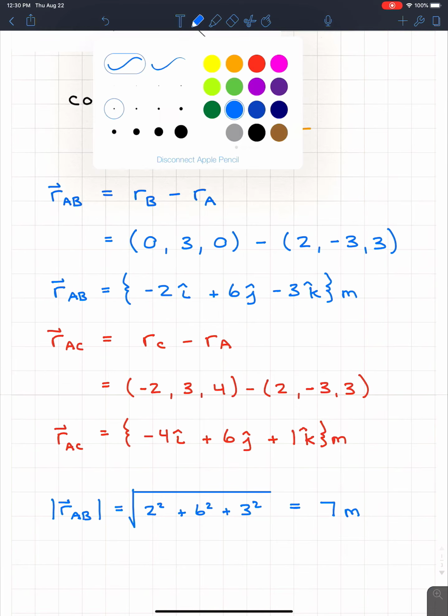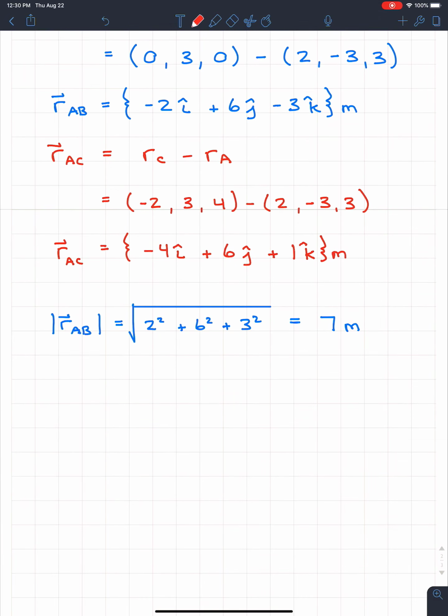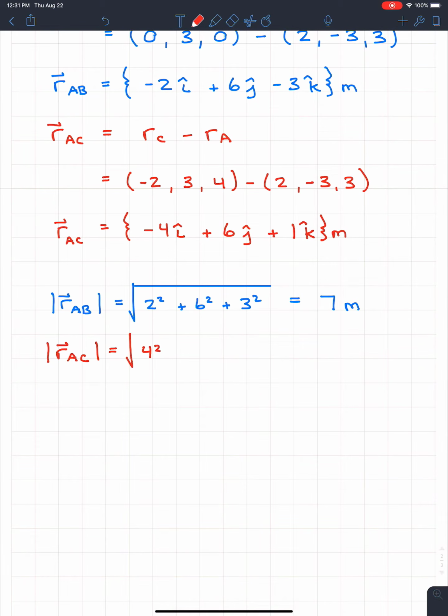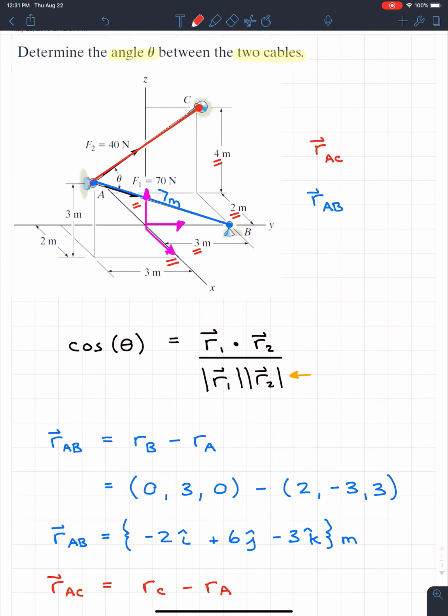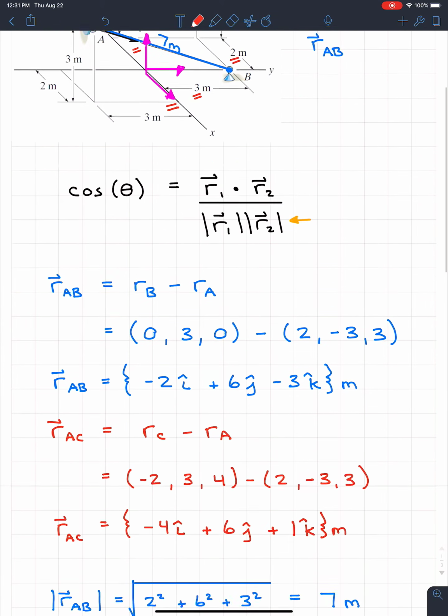So similarly, we're going to do this for RAC. So the magnitude of RAC is going to be equal to the square root of all the components squared. So we're going to have 4 squared plus 6 squared plus 1 squared. We do the square root sign. It turned out a little bit better, but still not the best. And what we're going to find out is this is going to be equal to 7.28 meters. So again, if we were to look at this line, the distance of this line is 7.28 meters. So that's what it physically represents.